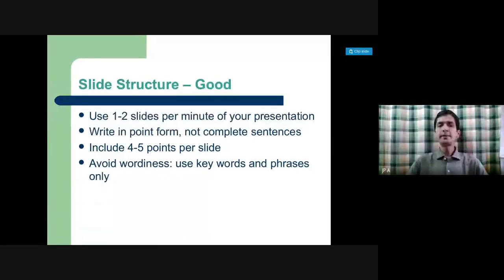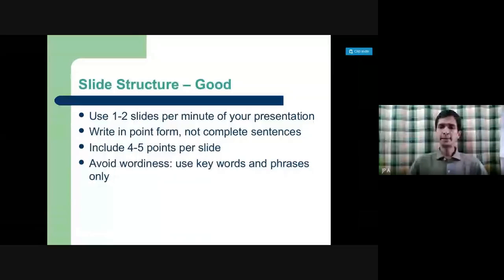Avoid wordiness. Set text, copy, paste, just wordiness. Use keywords and phrases only. So the slide will look good.